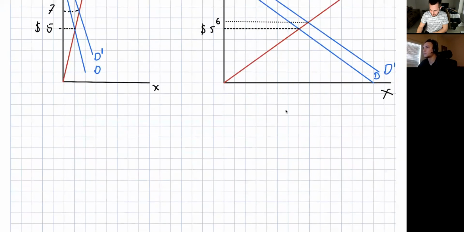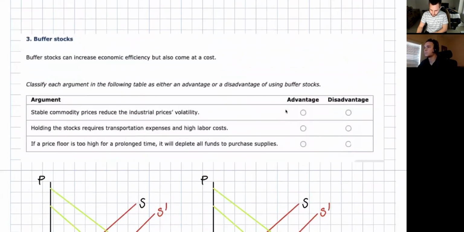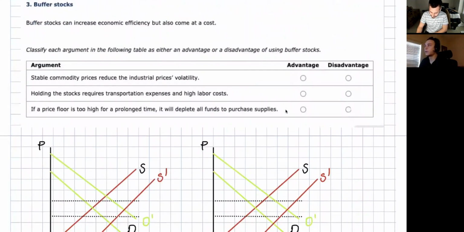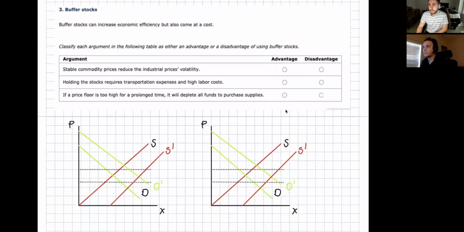Now for the question with the buffer stocks, Justin will say something. You guys? Sorry, it was just on mute there for a second.